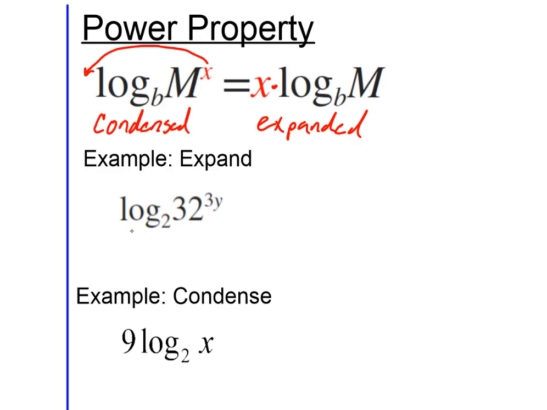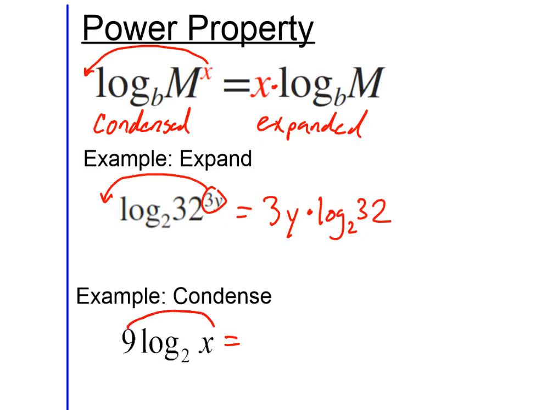So let's expand log base 2 of 32 to the 3y power. That 3y exponent is going to get moved to the front to say 3y times log base 2 of 32. Notice that 32 does not travel with the exponent. Let's condense 9 times log base 2 of x and make this number in front of the log travel back and be an exponent for the x. Log base 2 of x now has a power of 9.